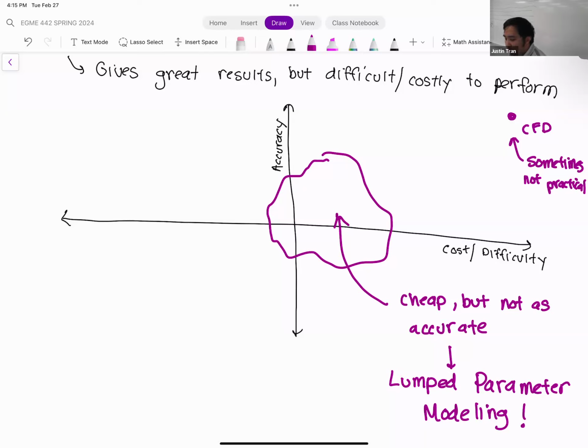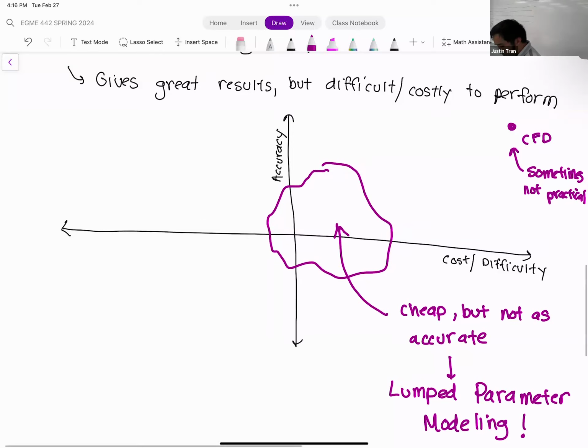Oftentimes you can solve a lump parameter model by hand, although we'll talk about how to solve it in MATLAB as well. And even though it's not going to give you as highly resolved results as CFD, it can still be really, really useful. In fact, there's a lot of research being done to combine lump parameter modeling with CFD. You would basically use the lump parameter model as a boundary condition for your CFD model. And we're actually going to be doing that for your final project once we get to that point.